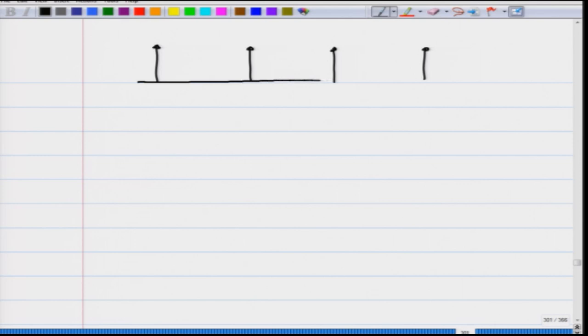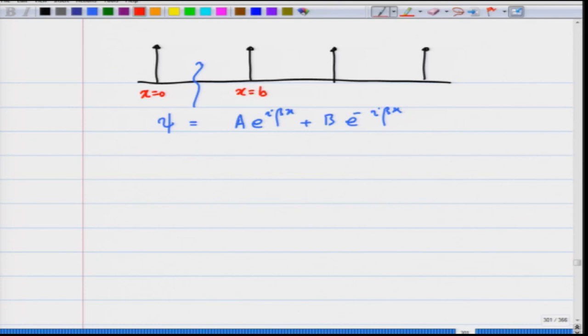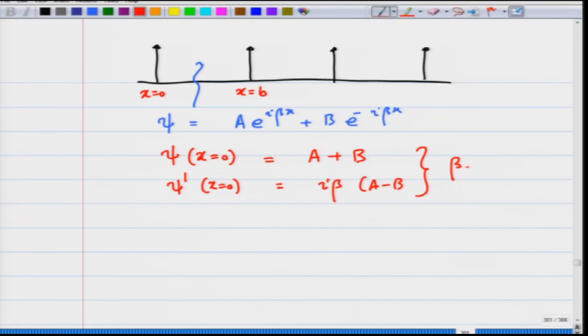In this region, I have the solution psi equals A e raised to i beta x plus B e raised to minus i beta x. The point at the left barrier is x equals 0 and the point on the right barrier is x equals b. So psi at x equals 0 is A plus B, and psi prime at x equals 0 is i beta (A minus B). In both of these, beta is equal to the square root of 2mE over h cross squared. Notice that I have not used Bloch's theorem so far, which I am going to do now.